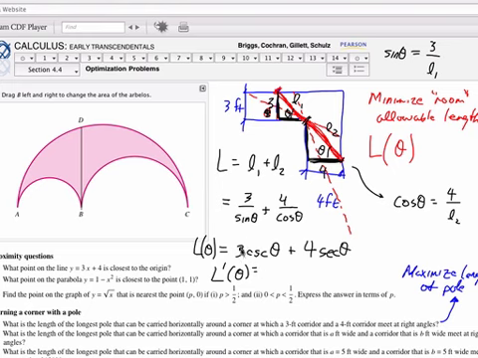Okay, so mastery. Derivative of 3 cosecant theta. Did we learn anything? Negative cosecant theta cotangent theta. And secant theta? Secant theta tangent theta. What are we going to do with that? Set equal to 0.